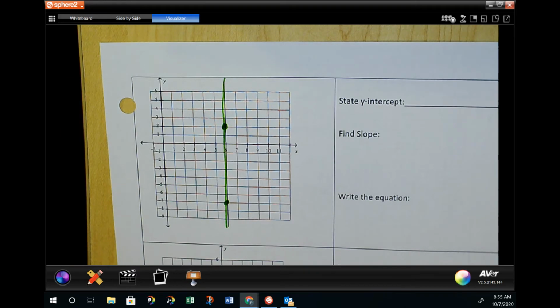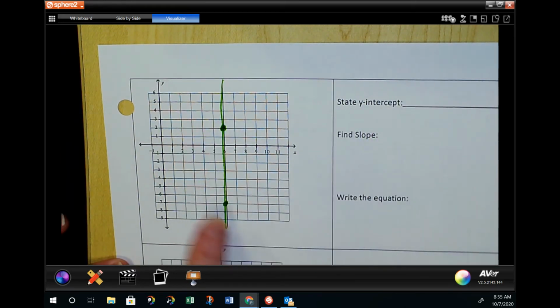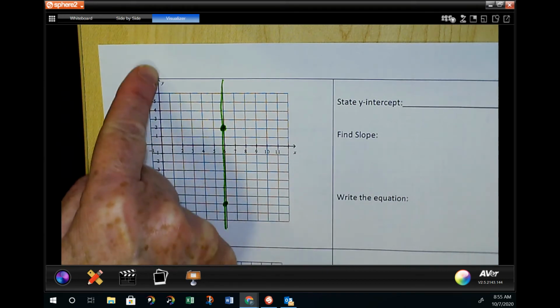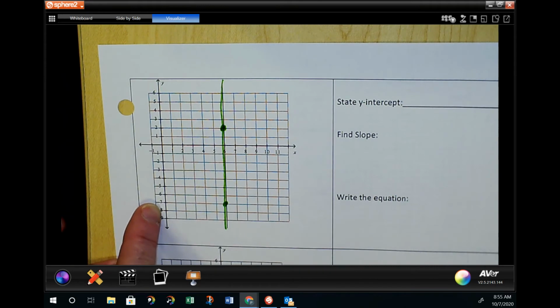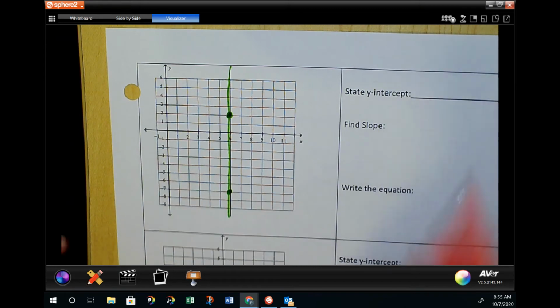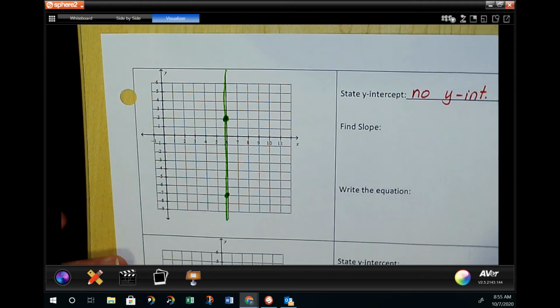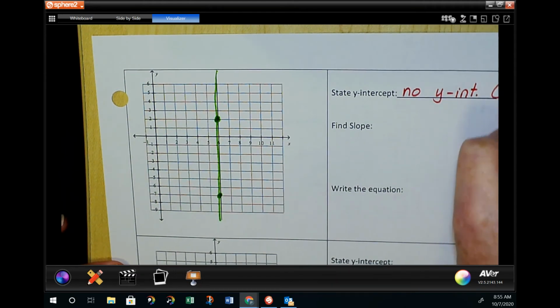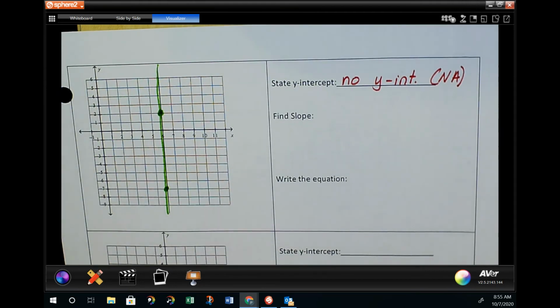So this is a trick question. And you're looking at this. Does this green line hit this y-axis? Does that green line hit that y-axis? And the answer to that question is no. So we're going to say there is none. There's no y-intercept. And if we're lazy, we're just going to put NA for not applicable. So that does not hit. There is no y-intercept. So when you have a vertical line, there is no y-intercept.